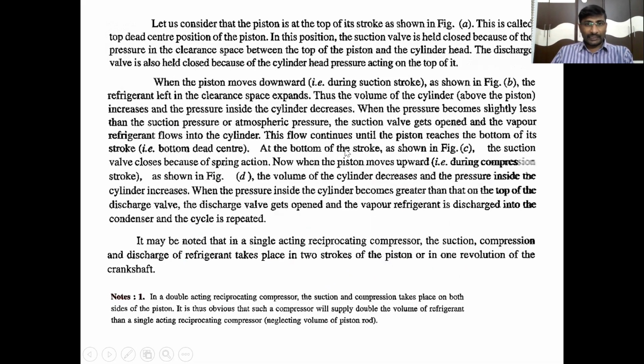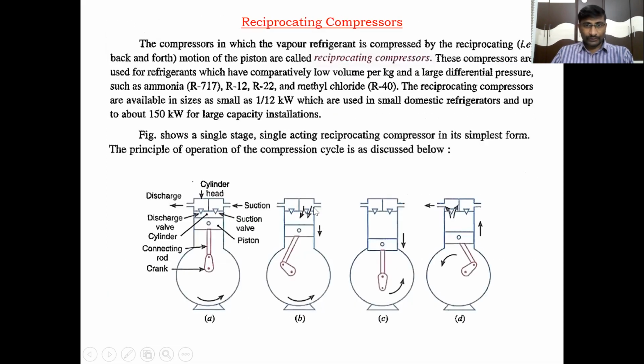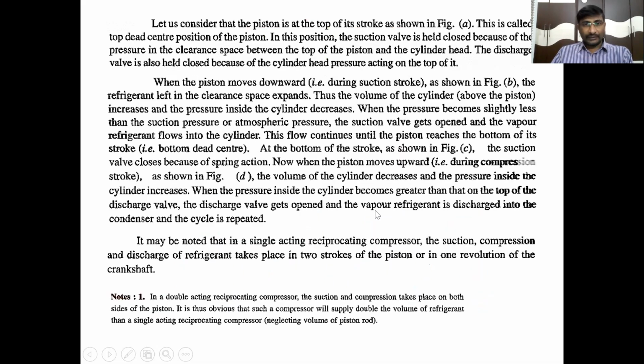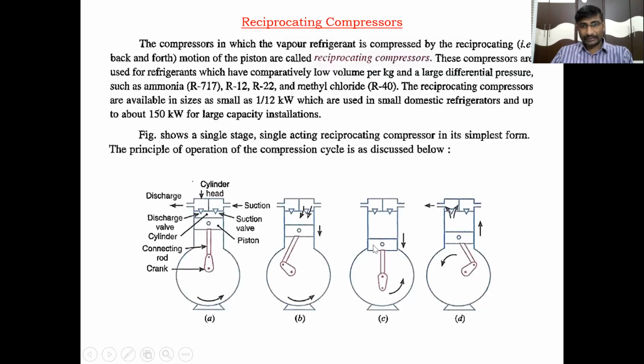The suction valve gets opened and the vapor refrigerant flows into the cylinder. This flow continues until the piston reaches the bottom of its stroke, that is bottom dead center. The suction process continues up to bottom dead center. The refrigerant enters the cylinder till the piston reaches bottom dead center. Whenever the piston reaches the bottom of the stroke, in figure C, the suction valve closes because of spring action and the pressure difference on either side of the valve.